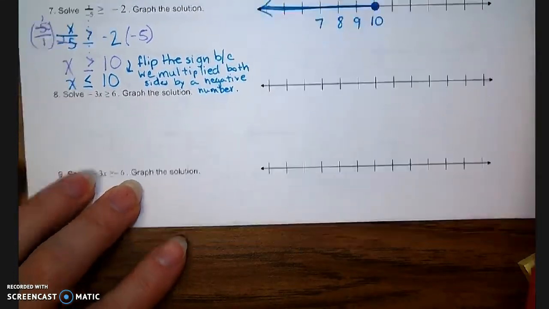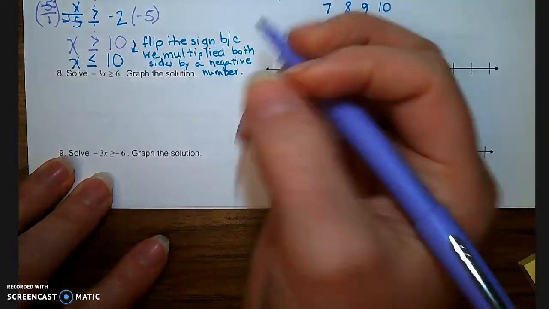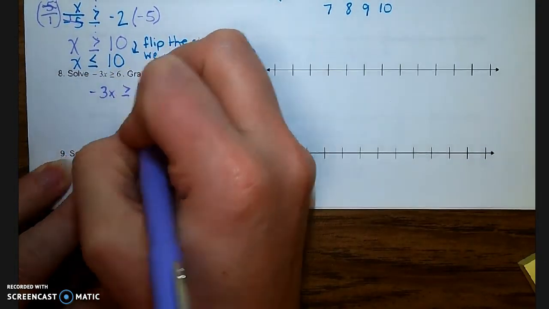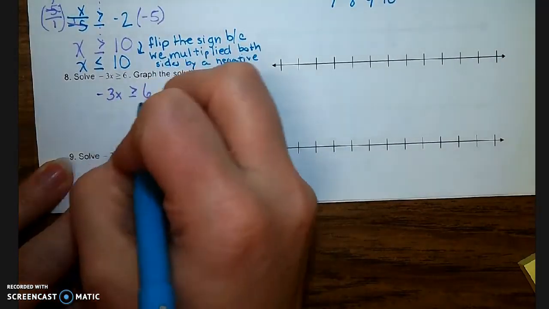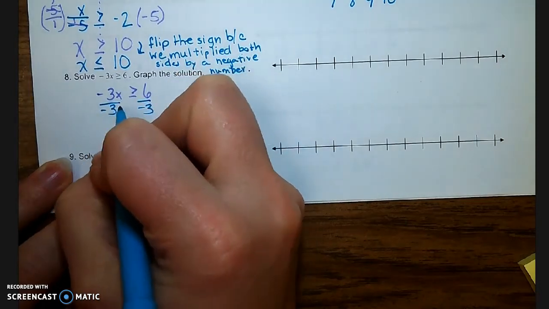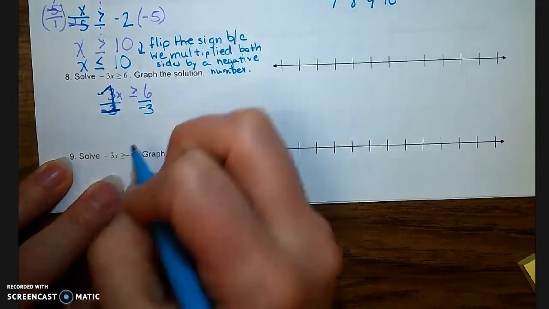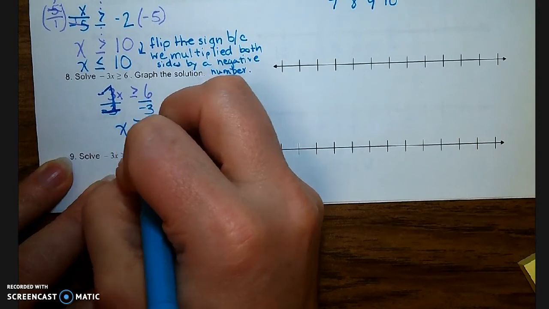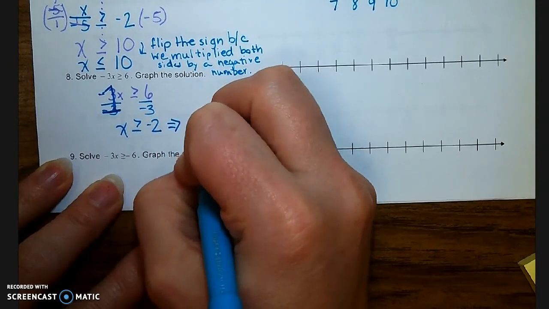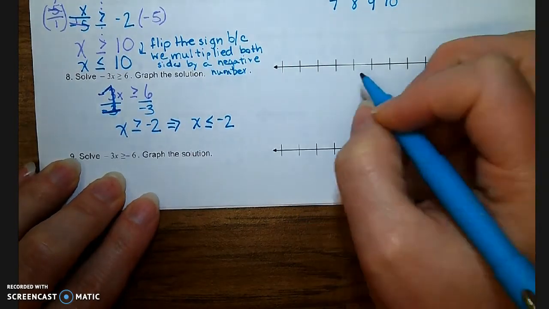I'm going to do the next two. I encourage you to turn off or pause this video and then come back and watch it and see if you got it right. I have negative 3 times x is greater than 6. I'm going to divide by negative 3 since I am dividing by a negative number. Negative divided by negative is going to give me a positive 1. So I have x is greater than negative 2, but because I divided by the negative 3, I am going to actually flip it. And it's going to tell me that x is less than or equal to negative 2.